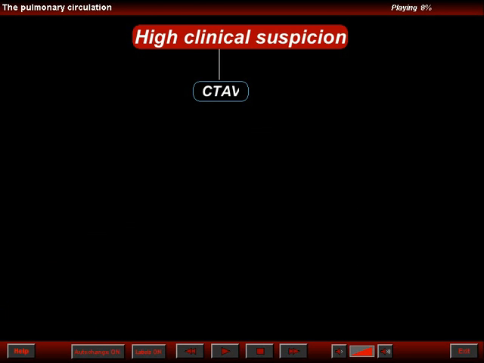High clinical suspicion are those patients with risk factors for pulmonary thromboembolism, patients that have tachypnea, that is respiratory rate over 20, decreased arterial PO2, or signs of pulmonary hypertension. If a patient has no contraindication to the use of contrast material, CT pulmonary angiography/venography is to be considered.